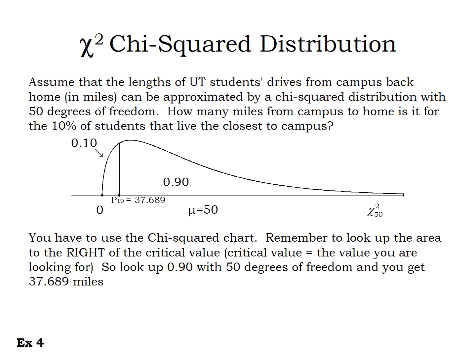We're going to have to look at the chi-squared chart. Now, when you use your chi-squared chart, at the top it says the area to the right of the critical value. So in this case, we're going to look up 0.90 because that is the area to the right of the point we're looking for. And that's where we're going to get the 37.689 miles. And that's the chi-square distribution.